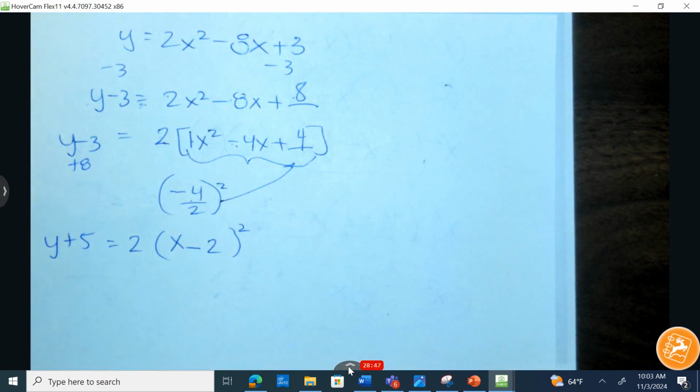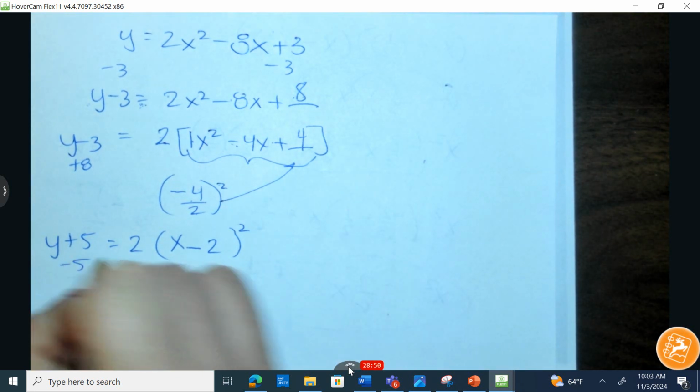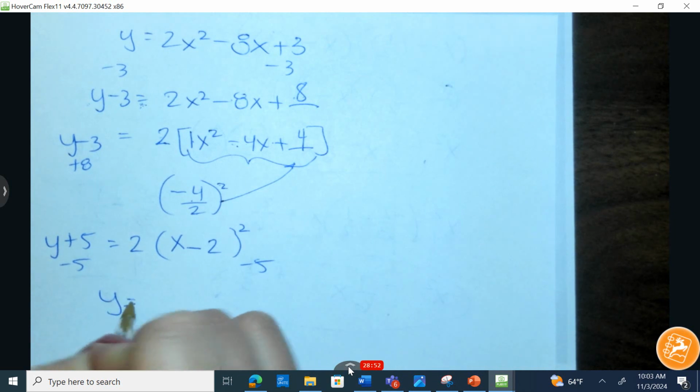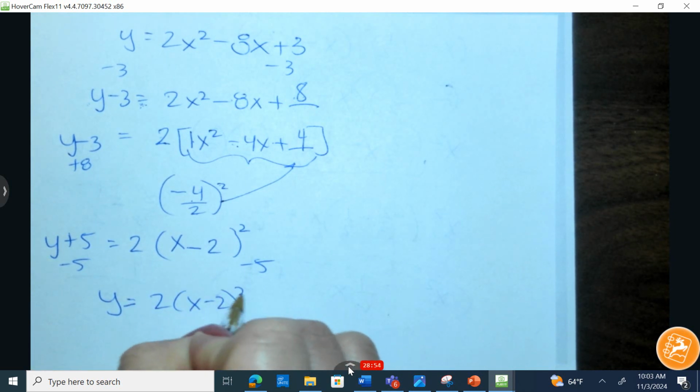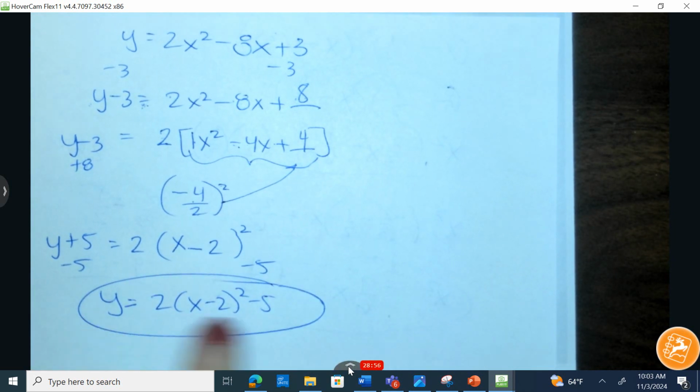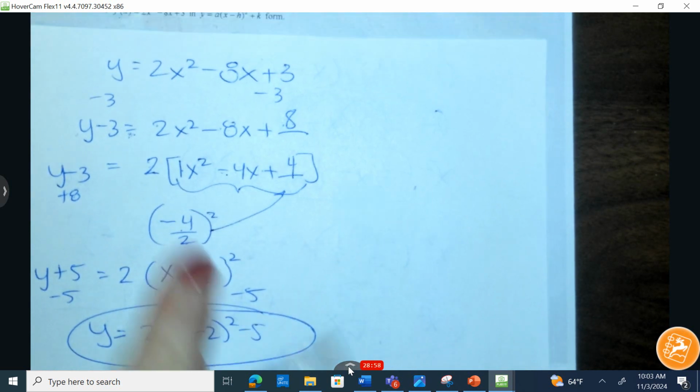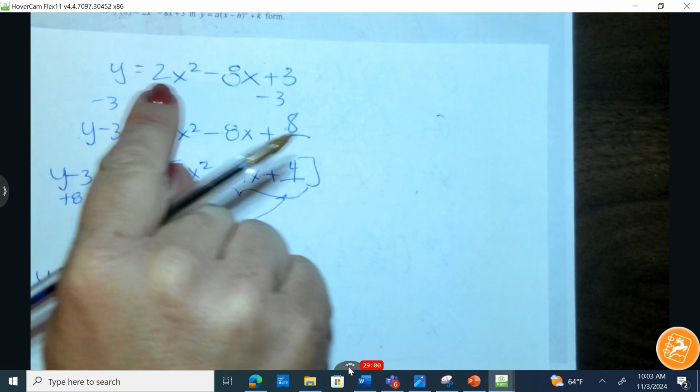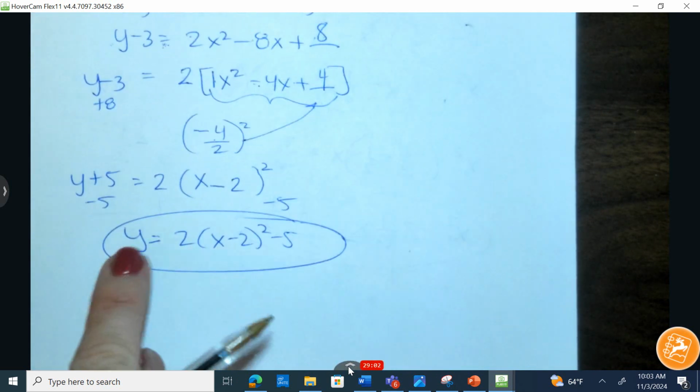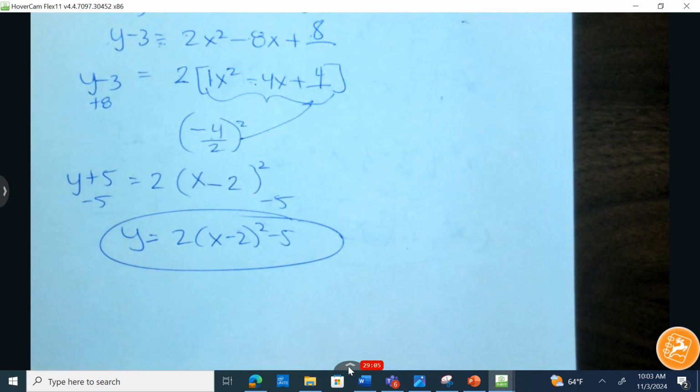To write this in vertex form, I'm going to move the 5 to the opposite side, in this case by subtracting. y equals 2 times (x minus 2) quantity squared, subtract 5. If I graphed this, it would be the same thing as graphing this equation right here. Exact same thing. This is standard form, and this is vertex form.